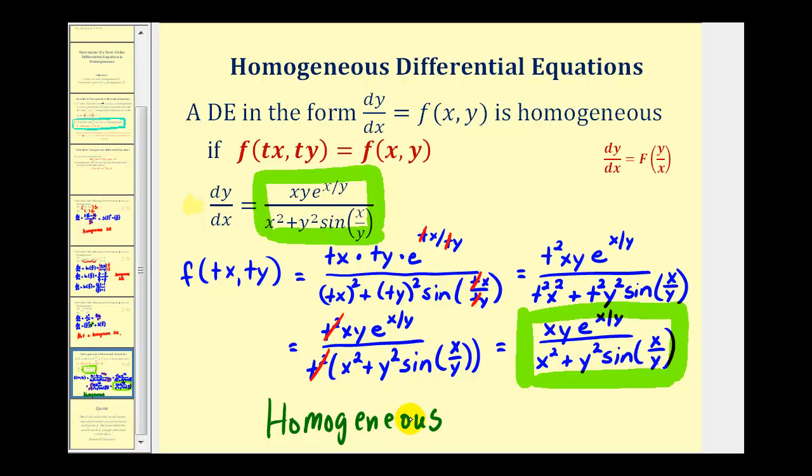So in most cases, we will show that a differential equation is homogeneous by showing that the right side can be written as a function of y divided by x or x divided by y. But in some cases, when the function f is complicated, we can use this technique as well. Okay, I hope you found this helpful.